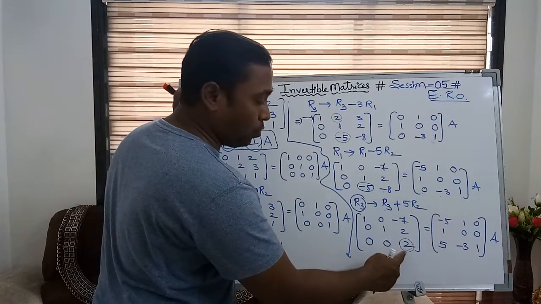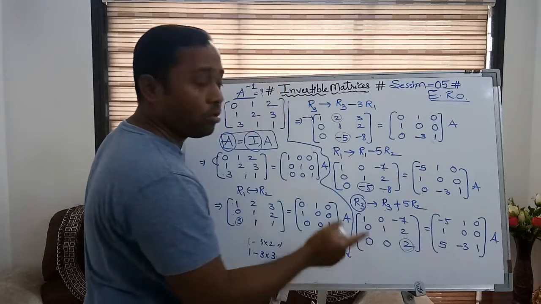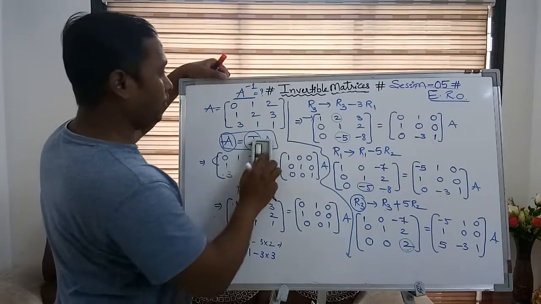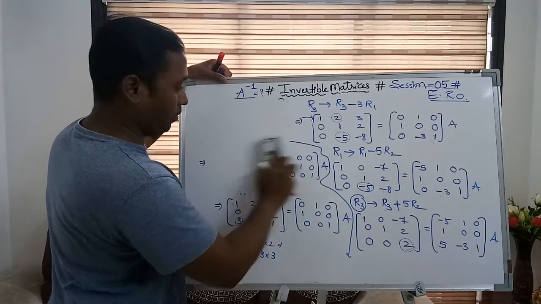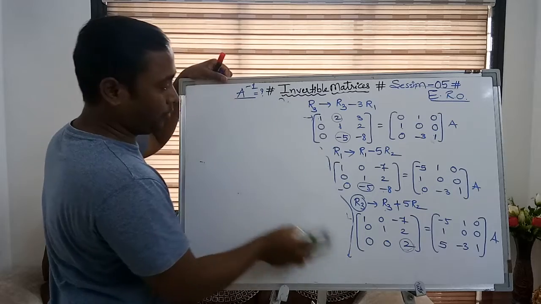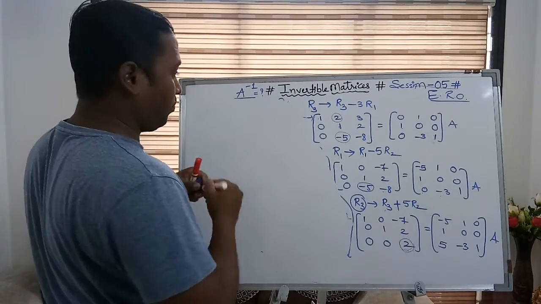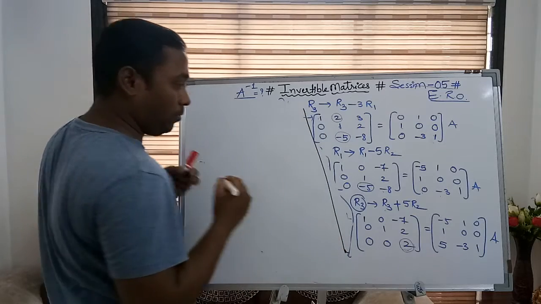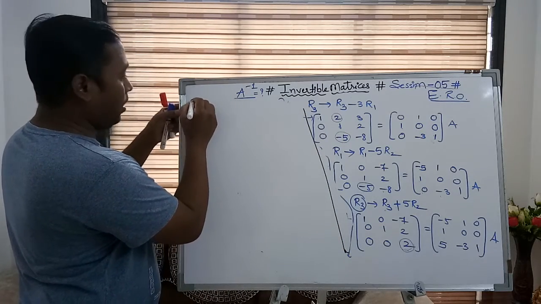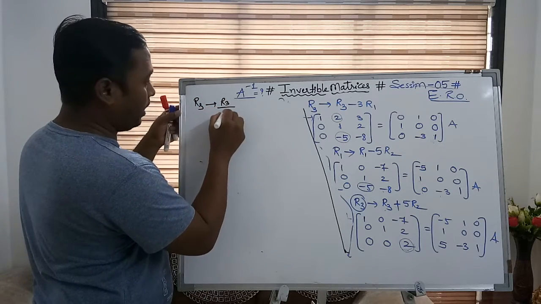So here we have 2. To make it 1, we are going to divide the entire row with 2 only. See what I am going to change here, right? So if I do that way, the entire R3 is going to be divided by 2.